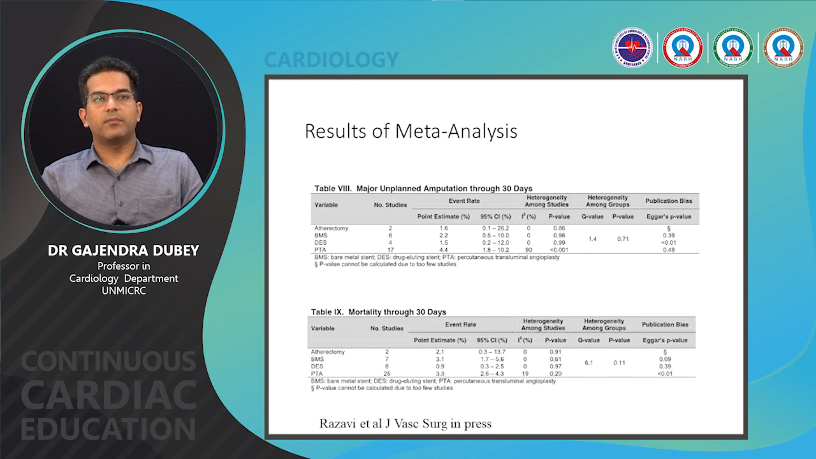But if we look at the major unplanned amputation or mortality through 30 days, they are more or less similar with either PTA alone or use of drug-eluting stents. So preferably one should do a PTA with balloon followed by a drug-eluting balloon. That is currently the preferred choice in BTK disease, and if there are flow limiting dissections, then they should be addressed with a drug-eluting stent.